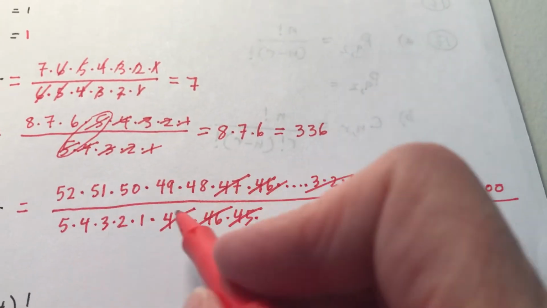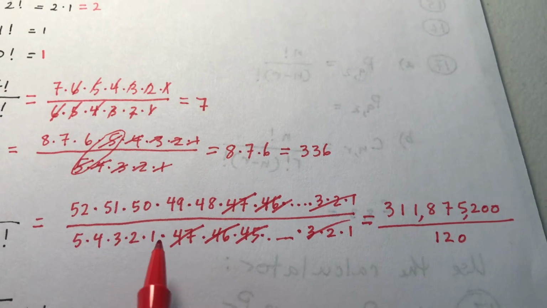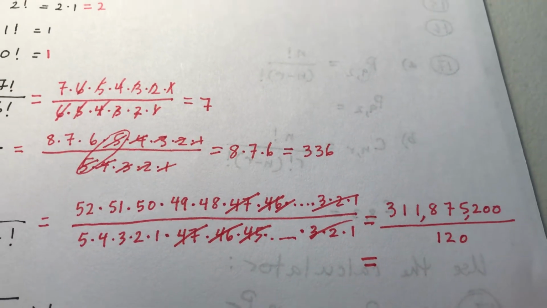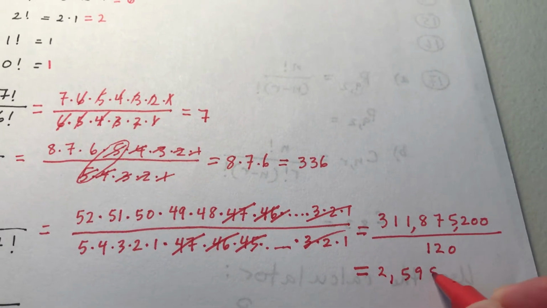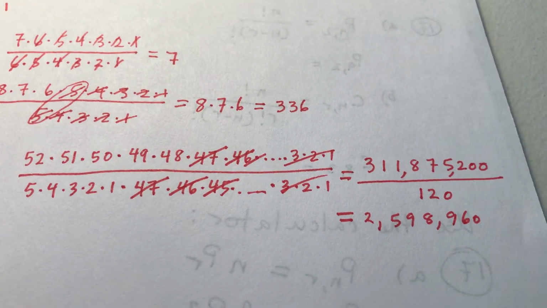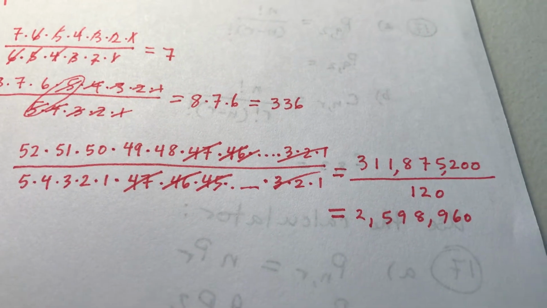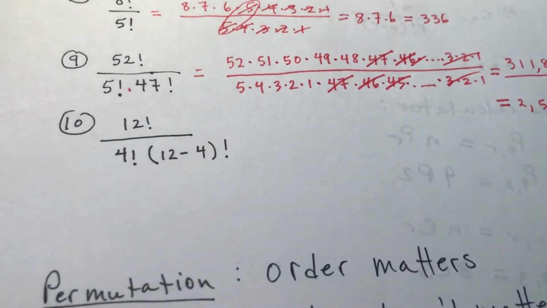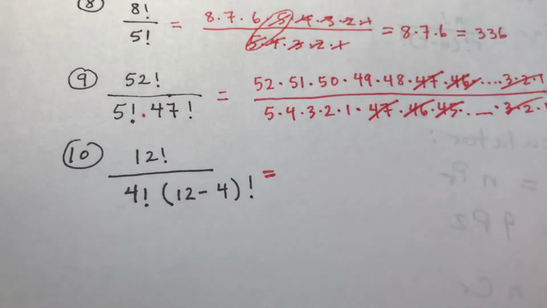And then 5 times 4 times 3 times 2 times 1. That's just 120. Okay, I put that in my calculator. And then if you do the division, you get 2,598,960. All right, now one more, and then I'll come back and do these by looking at the calculator.